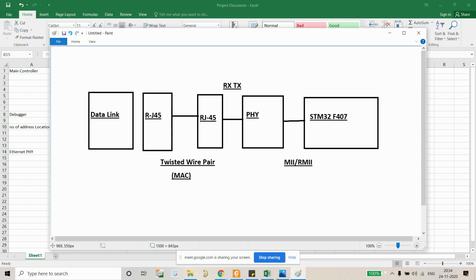So, anybody want to tell what this interface is? Anyone?